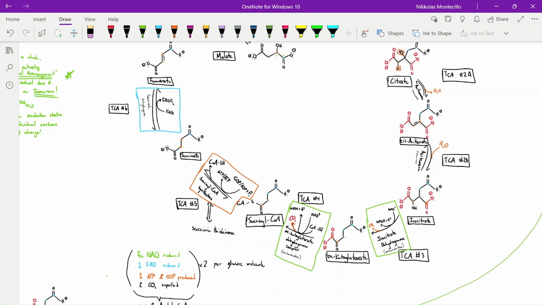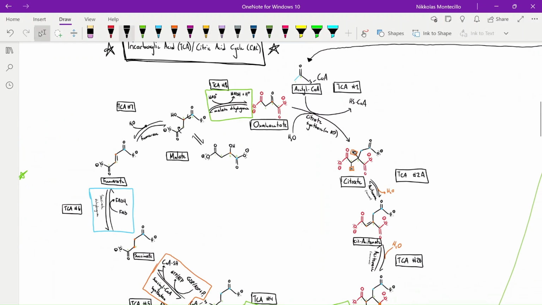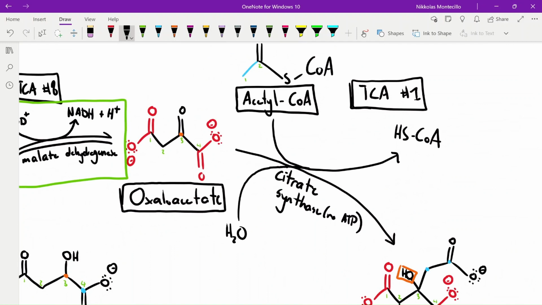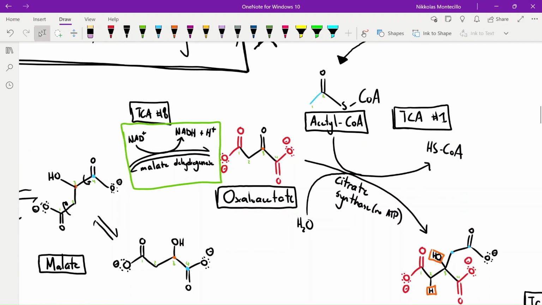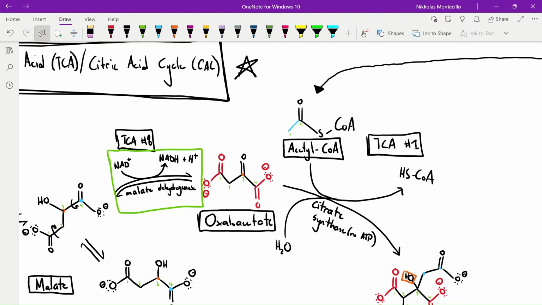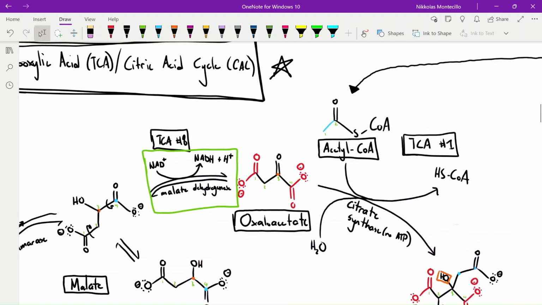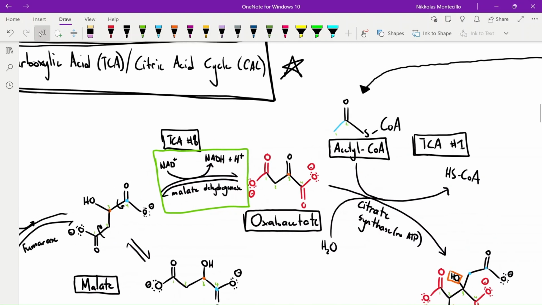Alright, let's start with the first step, where oxaloacetate is converted to citrate via citrate synthase. We see here that acetyl-CoA will react with oxaloacetate to form citrate via incorporation of water, which allows for the transfer of the coenzyme A to form thiol-CoA.